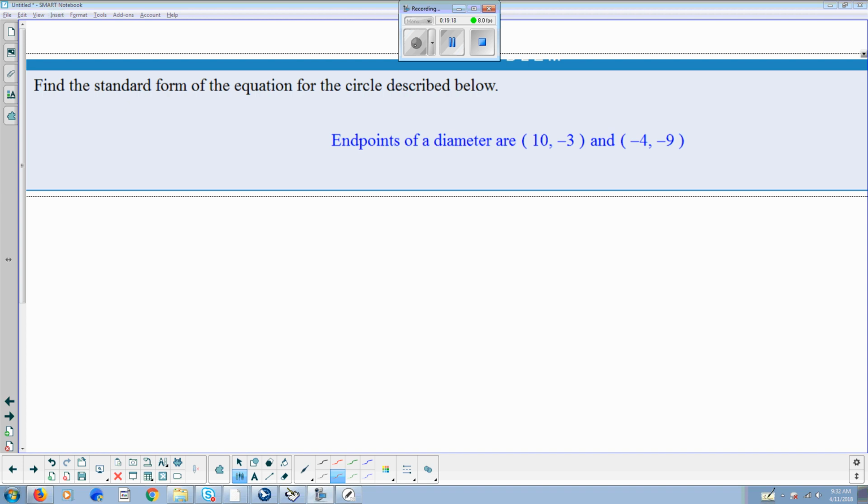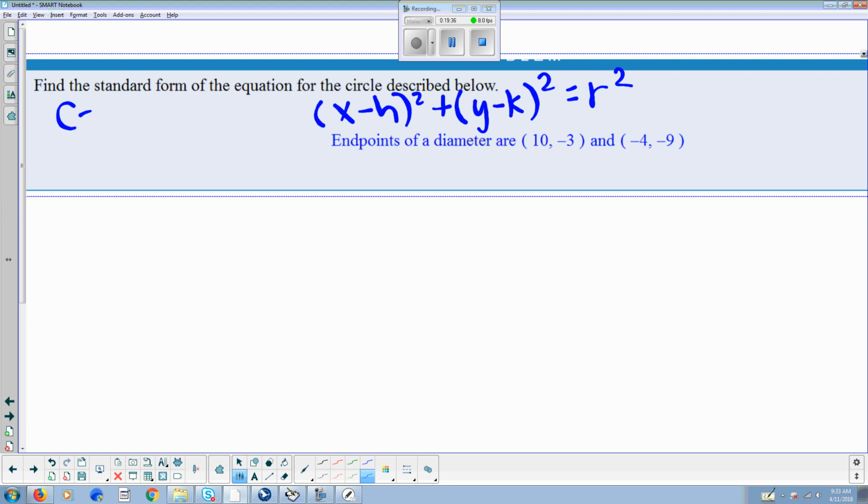Okay, this question asks us to find the standard form of the equation for the circle described below. I'll remind you first what the standard form of an equation of a circle looks like. That is (x minus h) squared plus (y minus k) squared equals r squared, where the center of the circle is (h, k) and r is the radius.